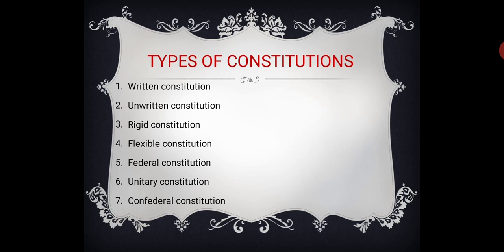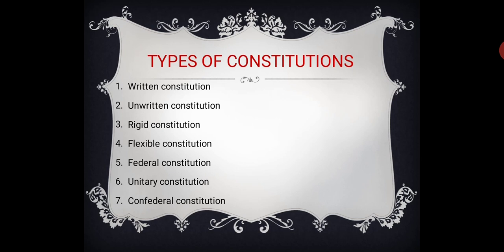Disadvantages of unwritten constitution. Number one, encourages misuse of power. Since the constitution can be easily changed, it is possible for the government to manipulate its provisions to suit its selfish desires and interest. Number two, not easily referred to. Since the constitution is not documented in a single book, it cannot be easily obtained and studied like the written constitution.